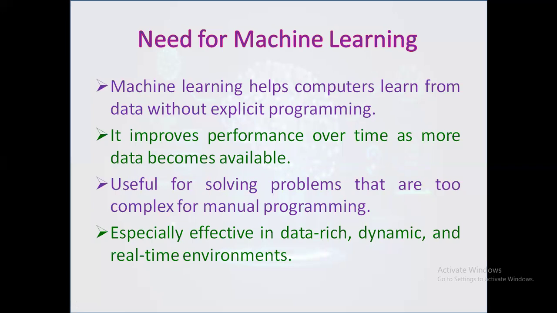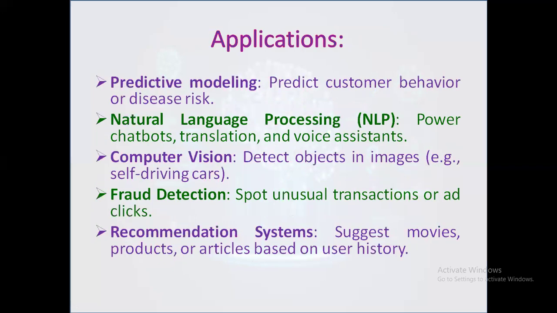So that is why we are going for machine learning techniques. These techniques are used in many applications. The first one is predictive modeling. In predictive modeling, machine learning algorithms are trained to forecast future outcomes based on historical data. Prediction means, for example, we are going to predict if rain is coming or not. So we are going to forecast future outcomes based on the historical data.